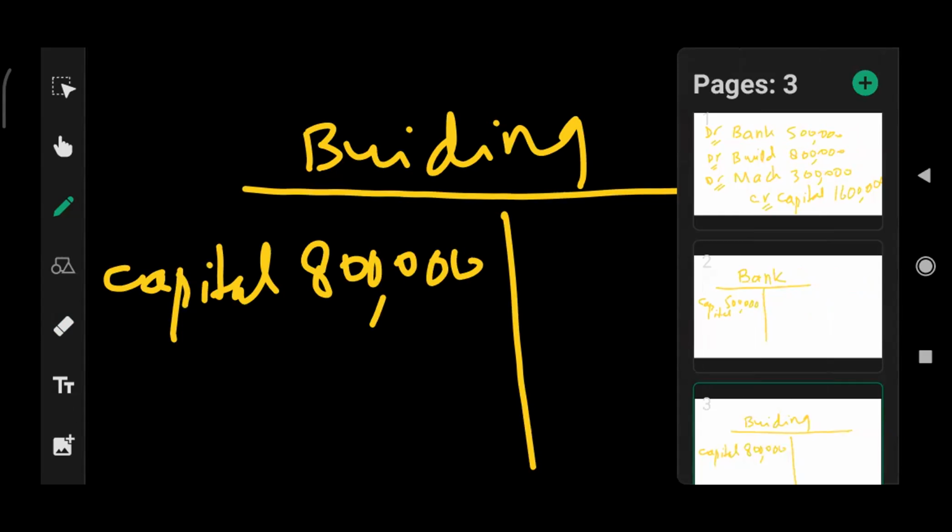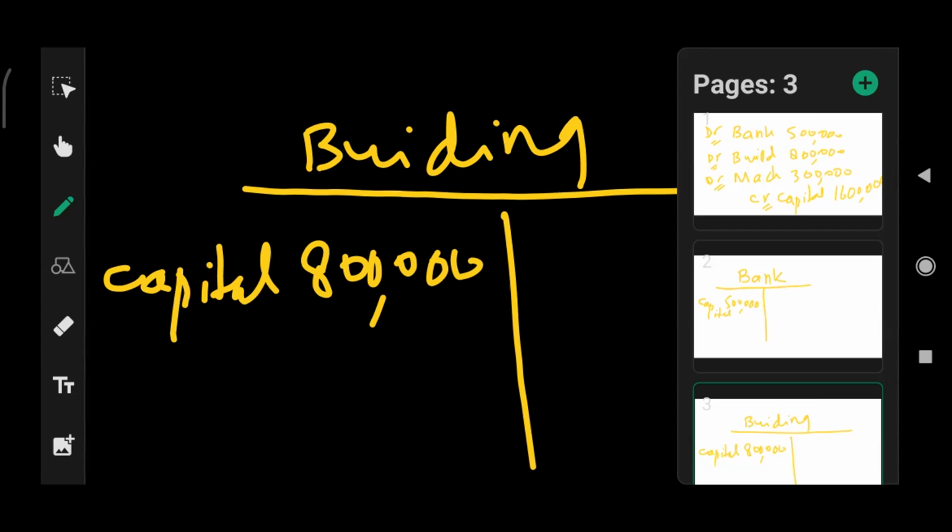You see how to post the transaction. If it's debit bank, I will create an account of bank. It's debit 500,000. I will record 500,000 on the debit side, and its credit is capital. I will write capital on that figure. Then it's debit building. I will open an account of building. I will write 800,000 on the debit side, and I will write capital with it because the credit entry of this transaction is capital.